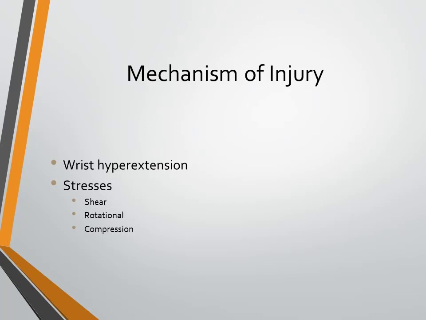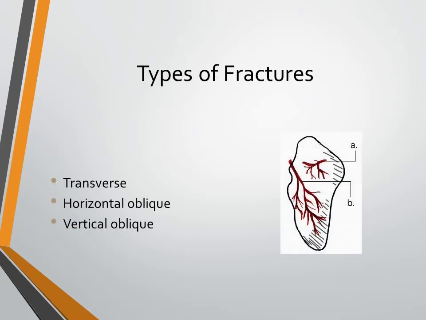There are three common stresses that usually occur across the scaphoid: a shear stress, rotational, and compression. When we have fractures, it's most typically due to the compression force. There are also different types of fractures that you'll see at the scaphoid, including transverse, a horizontal oblique, and a vertical oblique.